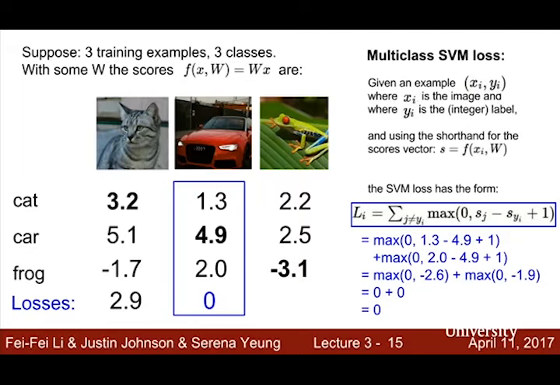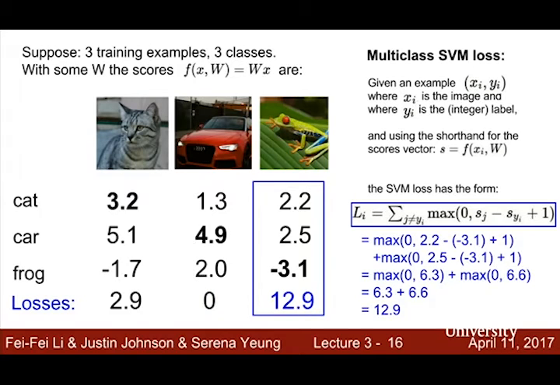Then if we repeat this procedure for this next car image, again the true class is car, so we iterate over all of the other categories. When we compare the car and the cat score, we see that car is more than 1 greater than cat, so we get no loss here. When we compare car and frog, we again see that the car score is more than 1 greater than frog, so again we get no loss here. And our total loss for this training example is 0.